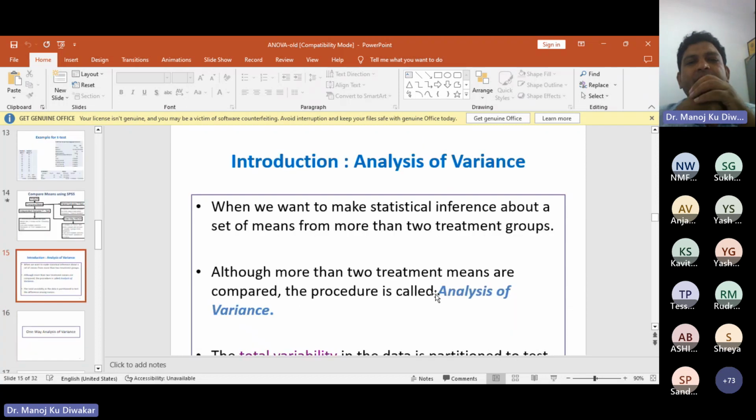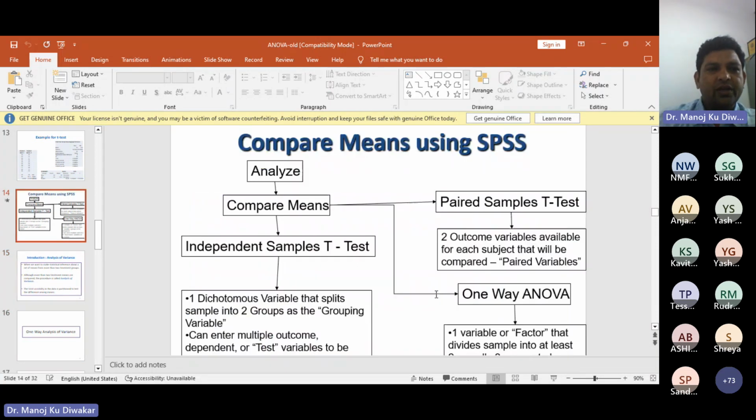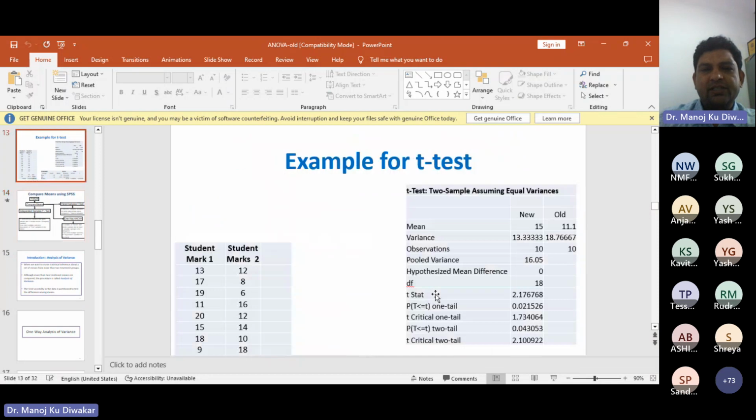Okay, now we will talk about the next one, the paired t-test. Paired t-test means you will have two samples, before and after. So before taking the medication and after taking the medication, what is the change in your blood pressure?